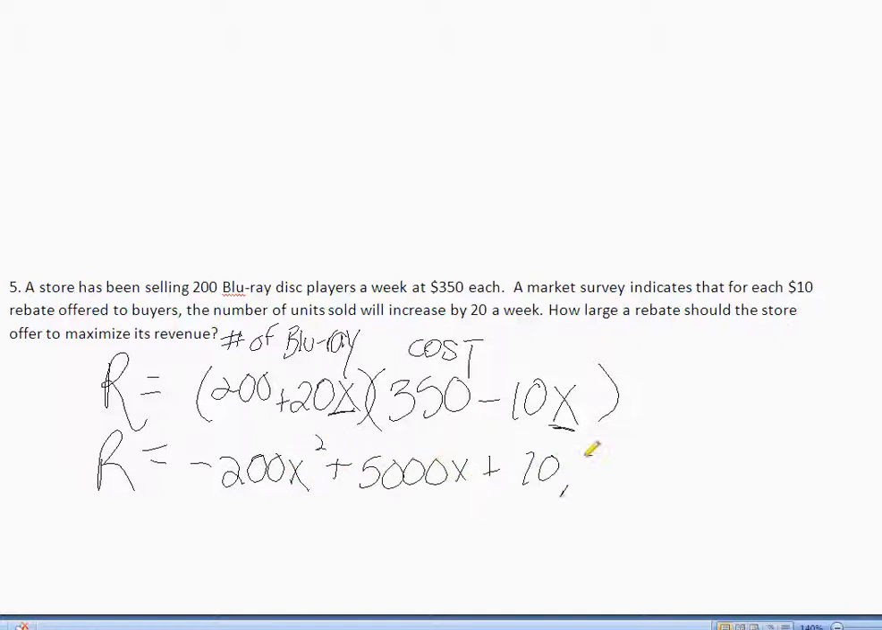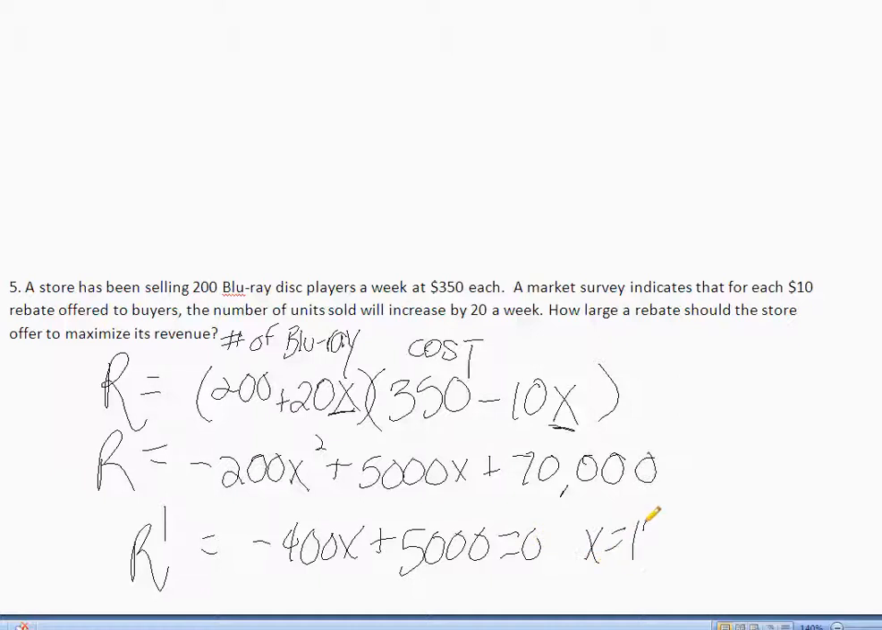And then what? So last year, how do you find the maximum of a parabola? You find the vertex. Now we're saying what? Find the derivative and set it equal to 0. So if you go ahead and find the derivative of this, we get negative 400x plus 5,000. Okay. Set it equal to 0, and you get 12.5. Now go back, answer the question, how large a rebate should the store offer?